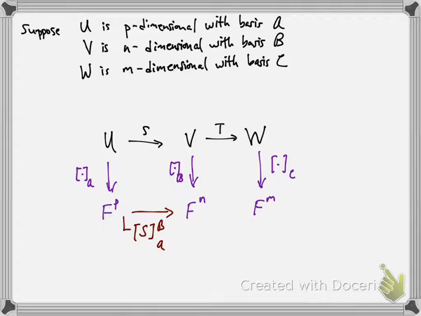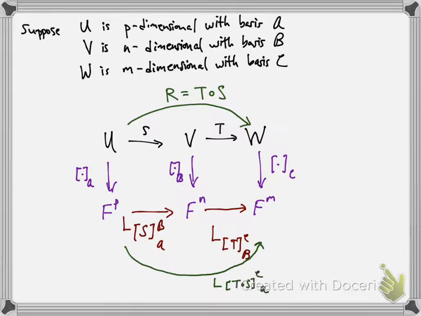Okay, and so then I have the left multiplication by the matrix representation of S relative to A and B. That left multiplication defines a map from F^p to F^n. And similarly, left multiplication by the matrix representation of T relative to B and C goes from F^n to F^m. The composition T of S goes from U to W. And so there's this linear map that goes from F^p to F^m that should be left multiplication by the matrix representation of T of S.